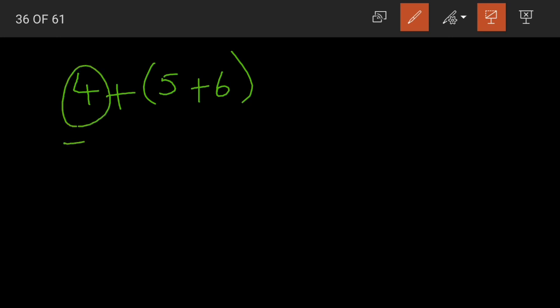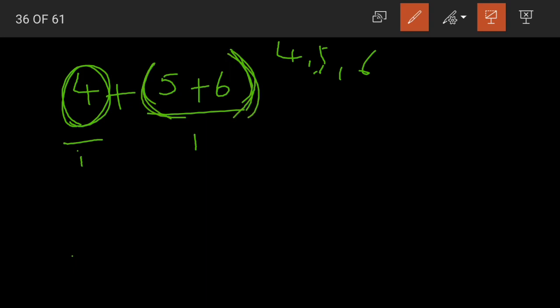Now here we are having three numbers which are grouped as two. 4 will be considered as one group and 5 plus 6 will be considered as one group. So these three numbers 4, 5 and 6 are grouped as two. In one group we are having 4, and you are looking at the brackets here. These brackets mean that these two numbers are considered as a group. So 5 and 6 are in the other group.